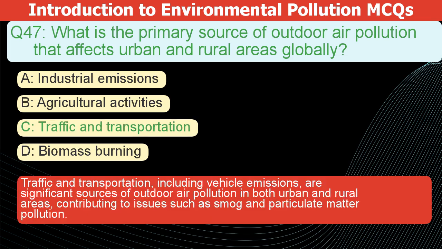The correct answer is C. Traffic and transportation, including vehicle emissions, are significant sources of outdoor air pollution in both urban and rural areas, contributing to issues such as smog and particulate matter pollution.